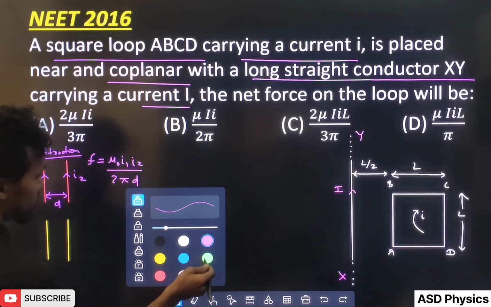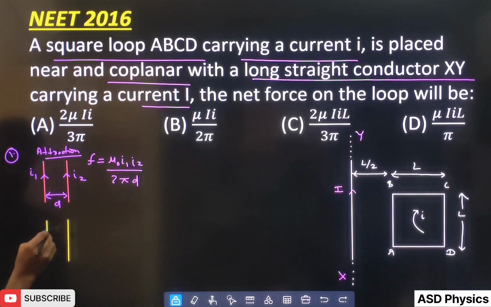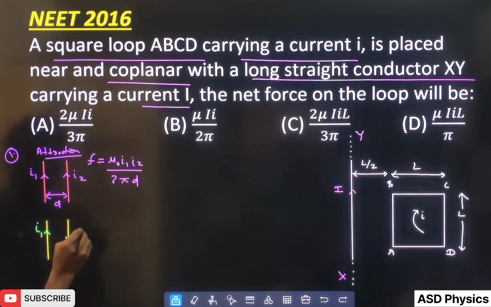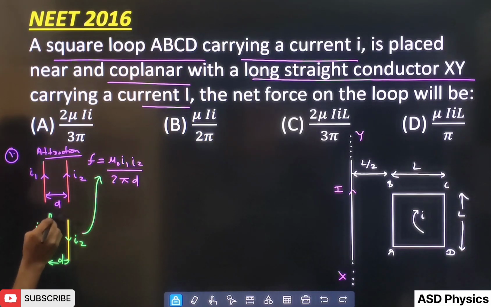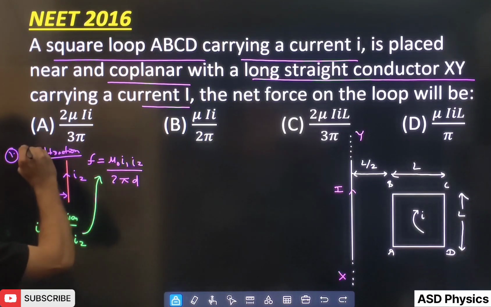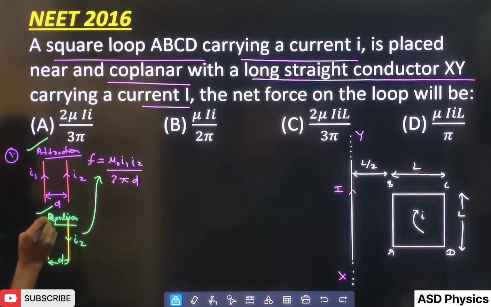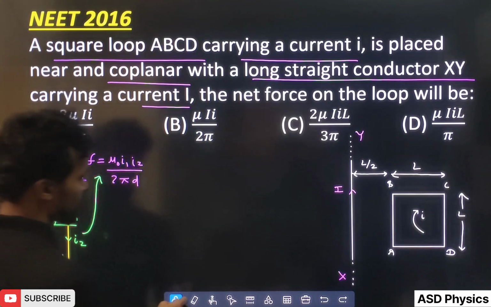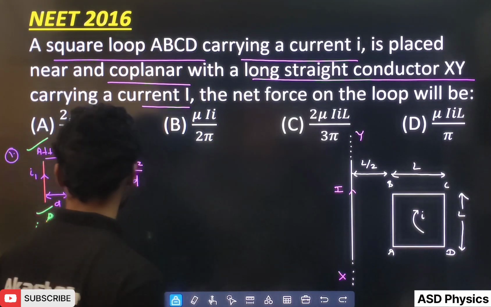Next, let's take the case where the current I1 is upward and the current I2 is downward. The force per unit length will be the same if the distance between the conductors is d, but here repulsion will be there. This is R-E-P-U-L-S-I-O-N, repulsion. So here attraction and here repulsion.